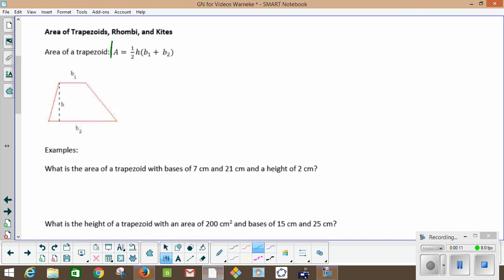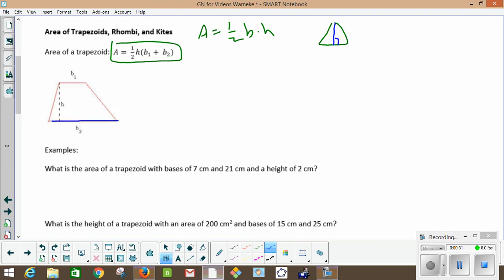Now if you look at the formula we give you, it looks a lot like the formula for a triangle. 1/2 base times height. So in a triangle, we say take the base times its height, we have a 90-degree angle, and we're all set. The problem is, with a trapezoid, we have two bases.